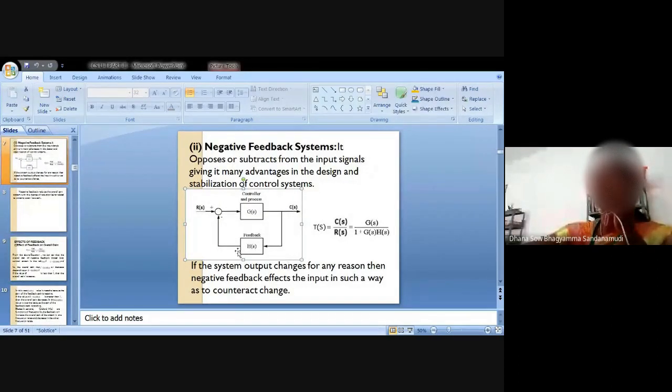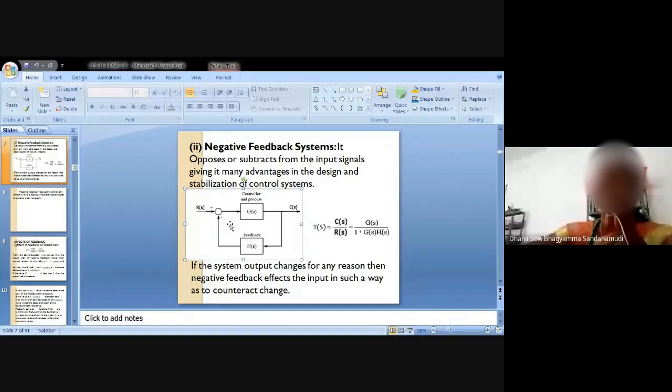So here you can see a negative feedback system. Feedback is negative here, so R(s) minus H(s) will be given as input to this controller and process. Of course, directly this is not given to the process, it is given to the controller. R(s) minus H(s) means whatever output is obtained for the given input is fed back here, and the difference of these two, when feedback is given, should be 0.